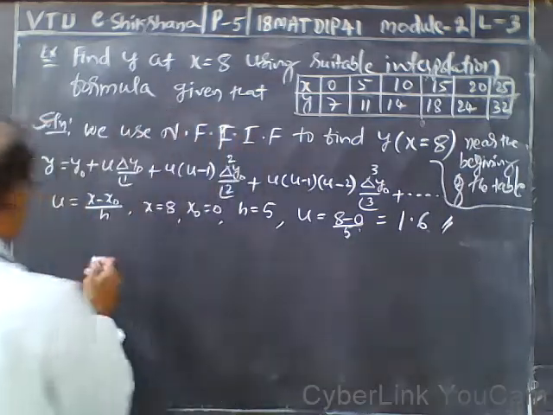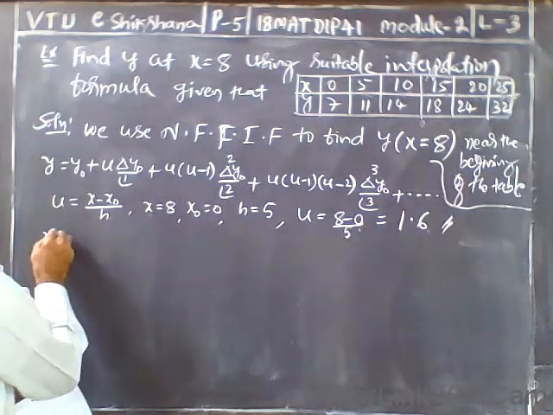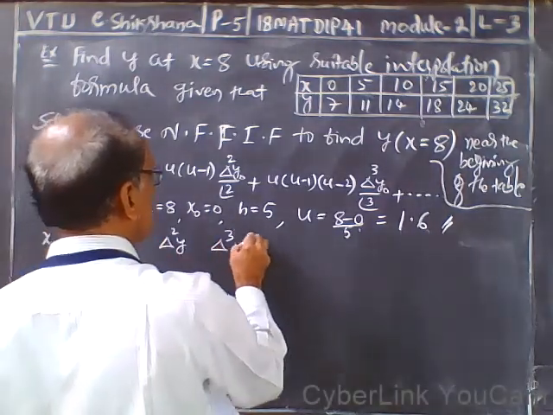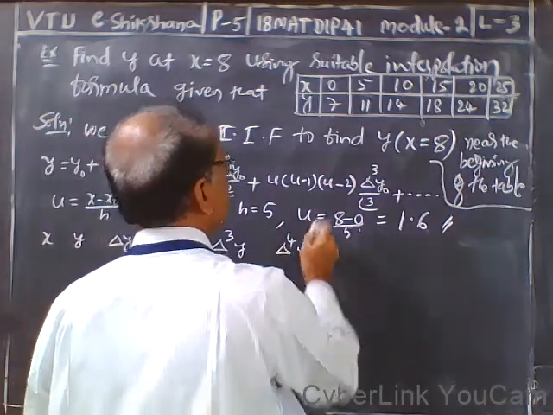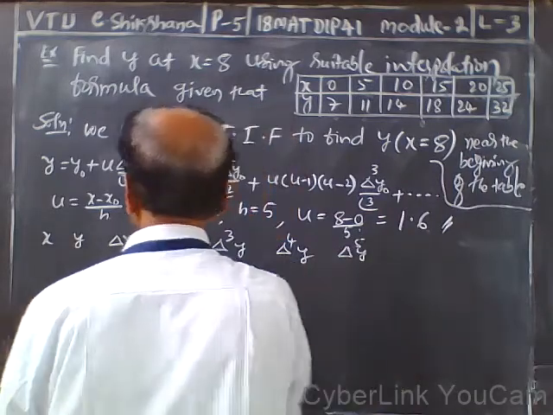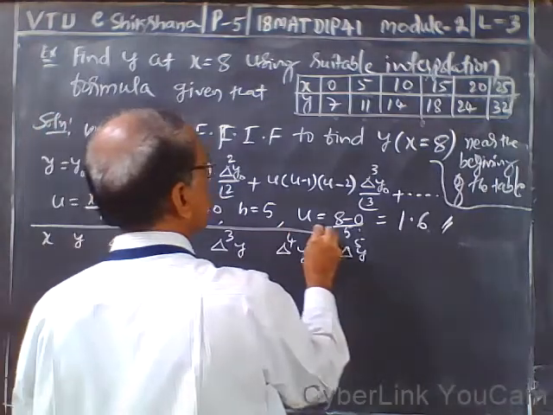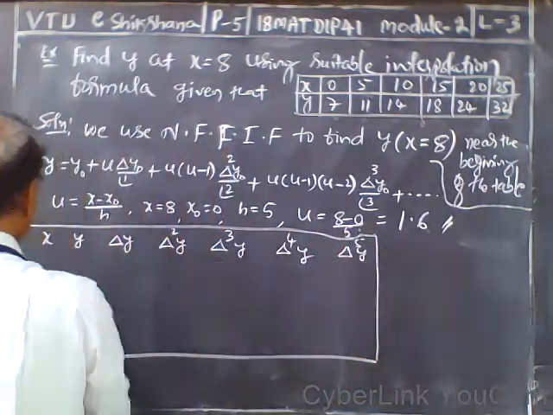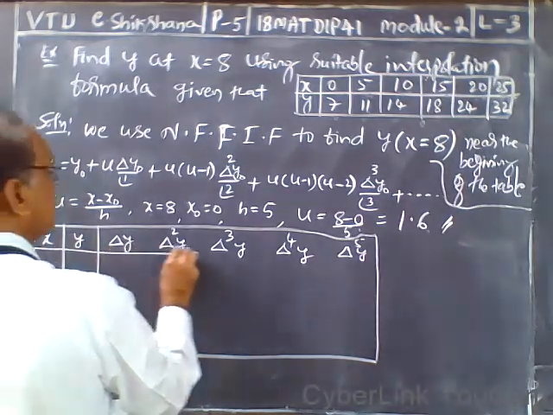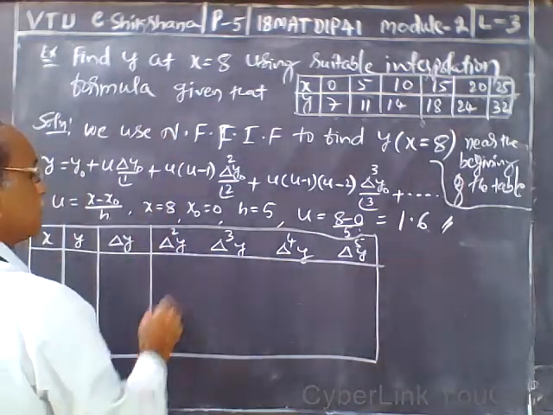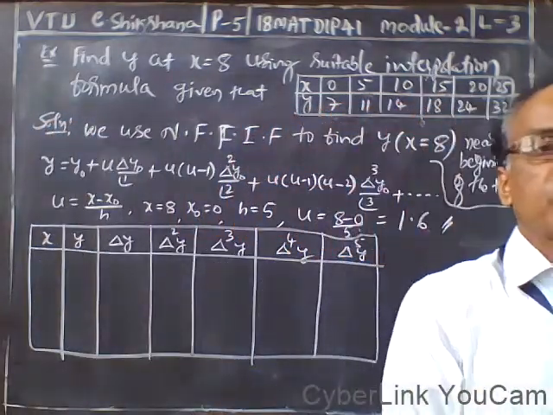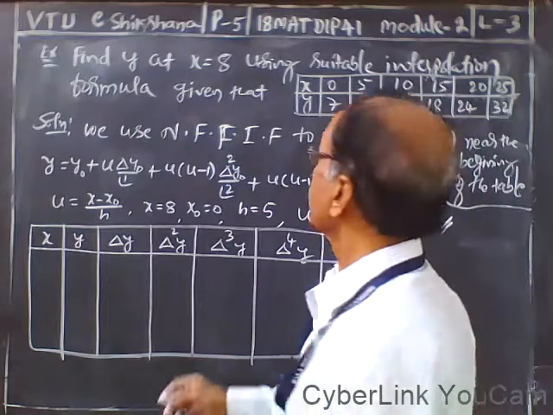Then form the difference table, that is x and y, then delta y, delta 2y, delta 3y and delta 4y, up to delta 5y you have to write. Up to the 5th order difference you have to write, and these differences are written in the diagonal difference table form, because Newton's forward interpolation formula uses diagonal difference table type of values.